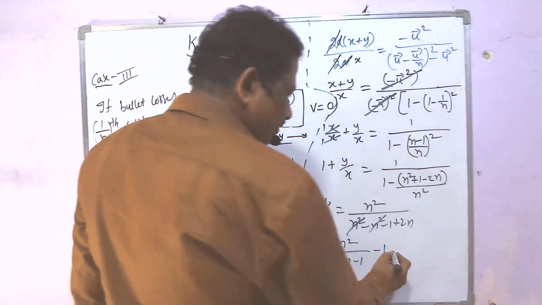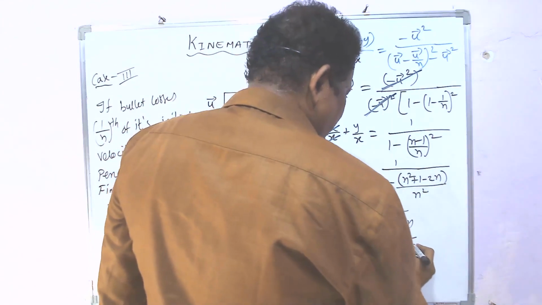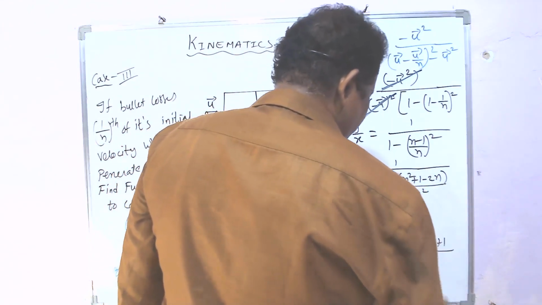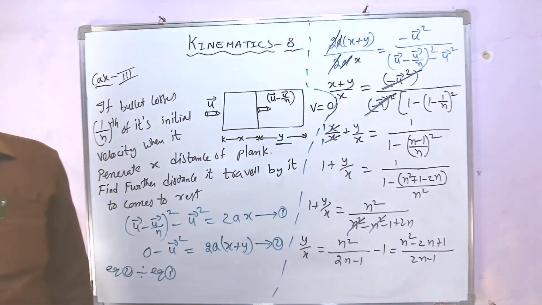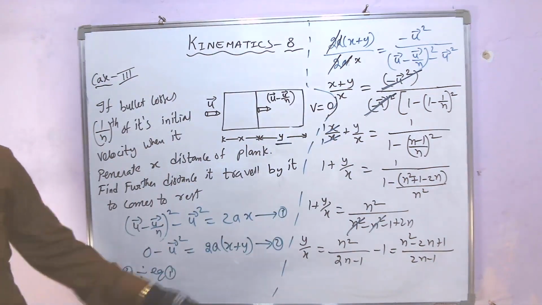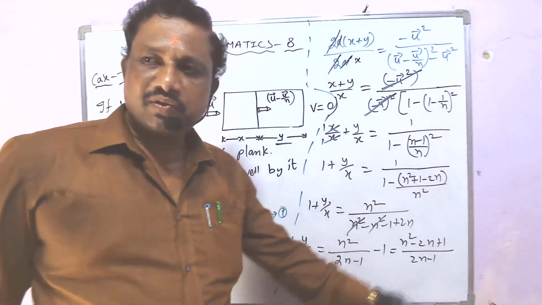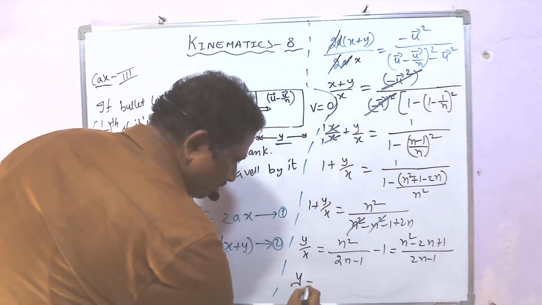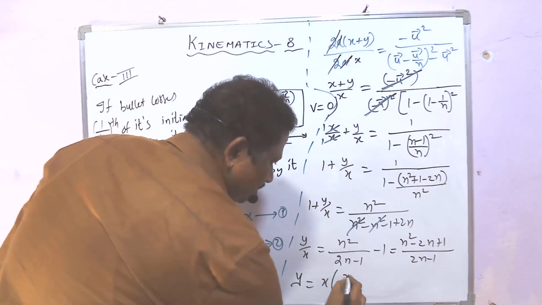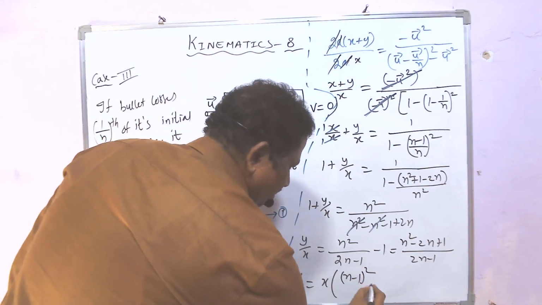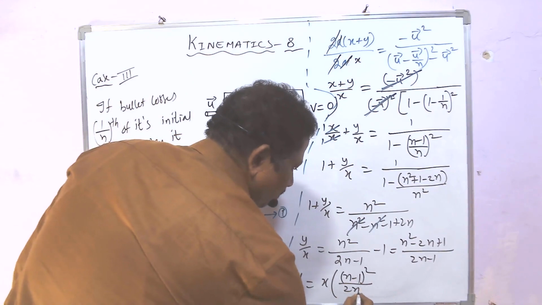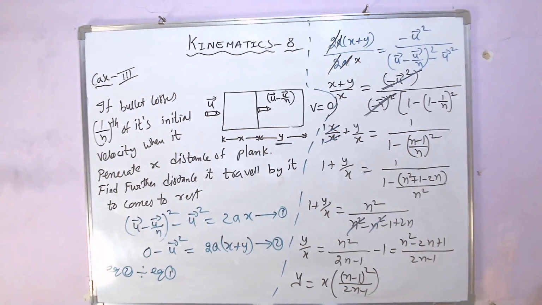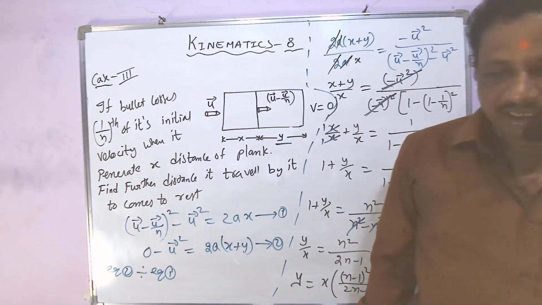So if we take the LCM, n square minus 2n plus 1 divided by 2n minus 1. In the topmost, what form do we have? a minus b whole square, a square minus 2ab plus b square, a minus b whole square. So x also goes to that side. We need y now. y is equal to x into (n minus 1) whole square divided by 2n minus 1. This is the final result in terms of x and n.